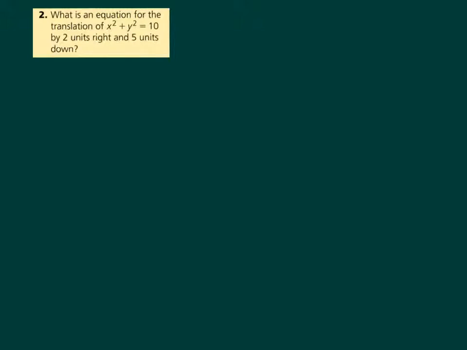So, what is an equation for the translation of x squared plus y squared equals 10 by 2 units right and 5 units down? So, the idea, we have a circle centered at the origin with a radius of what? In the original equation, we know the center is the origin, and the radius is the square root of 10, whatever that is. So let's draw that circle. Now the trick when you're trying to draw a circle with the center at the origin, the trick is to draw the circle and then the axes. That makes life much easier.